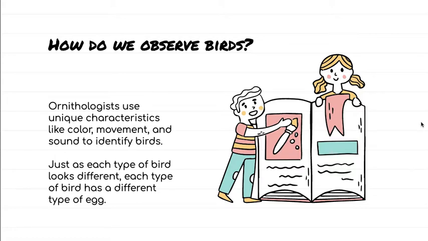So if I am walking through the woods quietly during the day, quietly at night, and I hear a hoo, hoo, I know that that's probably not going to be a robin of any kind. It's going to be an owl because I can identify or listen to the sound. And I know that owls are nocturnal, right? They sleep during the day and they come out at night. So just as each type of bird looks different, each type of bird also has a different type of egg.